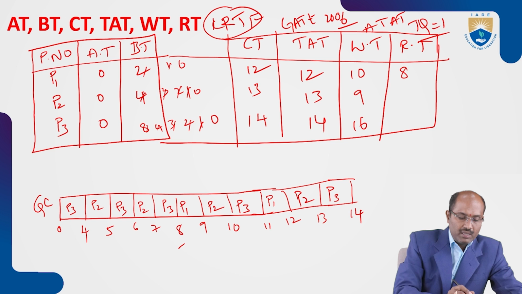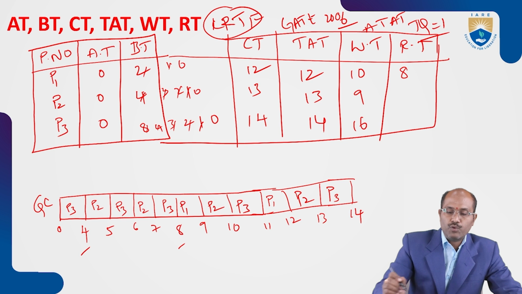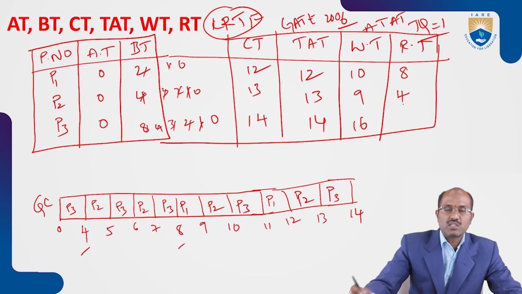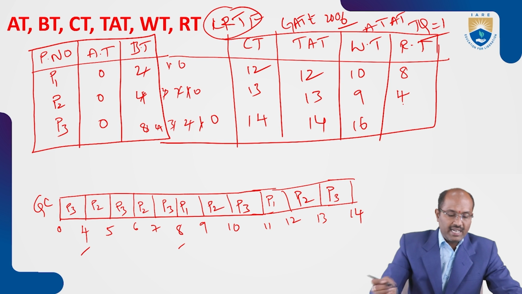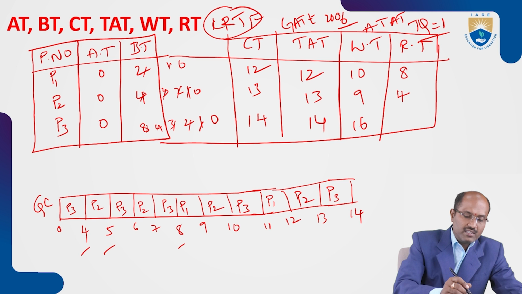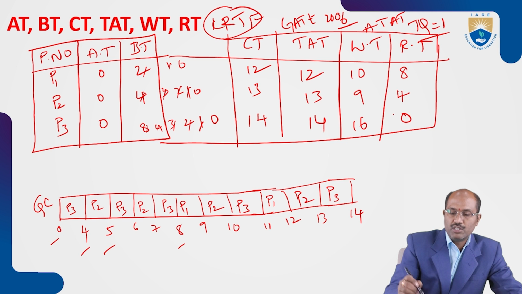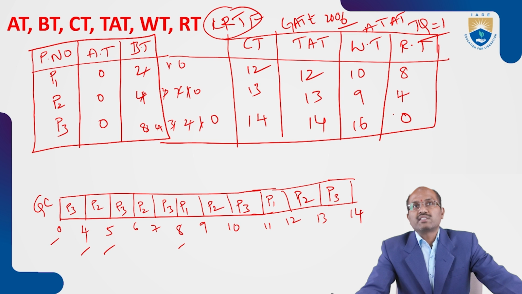When P2 first executes, at 4 units of time, its arrival time is 0. So 4 minus 0, 4 is the response time for P2. P3 first executes at 0, and P3 arrived at the 0th interval of time. So 0 is the response time for P3.